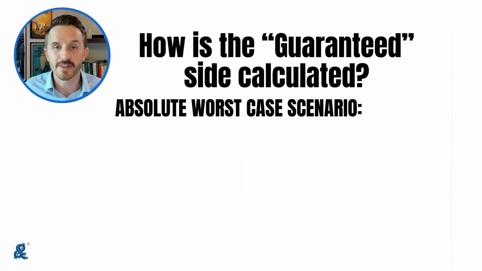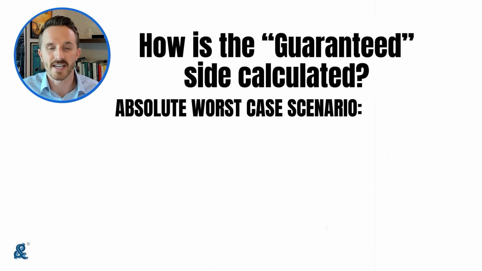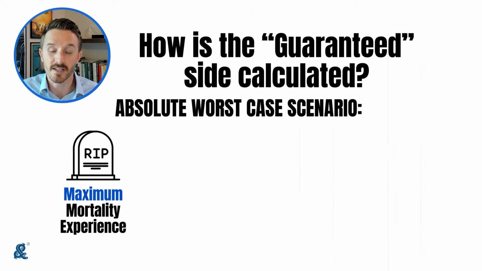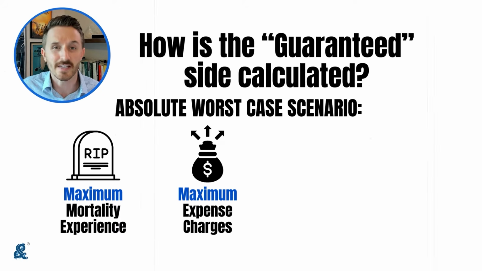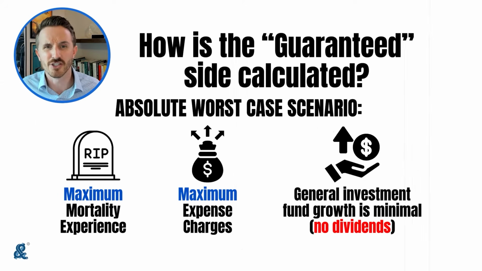There are a few different things that determine the interest rate that is going to grow the cash value of your policy. One of those is mortality experience, so it's assuming the highest possible mortality experience that the carrier reasonably can. It's also assuming maximum expense charges, even if it's higher than the carrier has ever charged in the past. And general investment fund growth is minimal, so it assumes no dividends get awarded. This is absolutely bare minimum, rock bottom growth for the policy, but at bare minimum, this is what it will grow to.